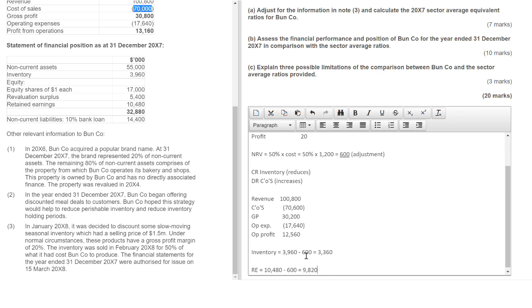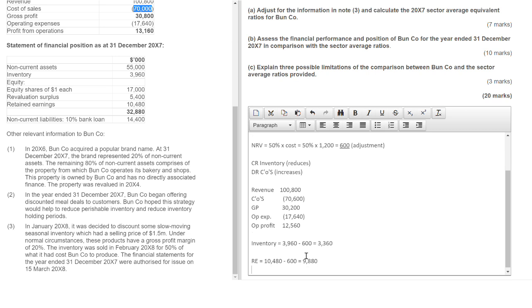Let me just double check that. I will use my own calculator. 10,480 less 600. Yeah, 9,880. Thought I had something slightly wrong there. Didn't look quite right, did it? Okay. Excellent. There we go. So you've got most of the information now to finish off part A.